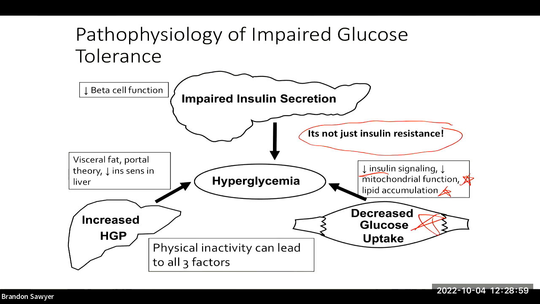But then the other big one, HGP, stands for hepatic glucose production. And so that's the liver. When the liver gets built up fat in it from high levels of visceral fat, so visceral fat's the fat around our organs, which leads to a buildup of fat in the liver, that liver also becomes insulin insensitive.